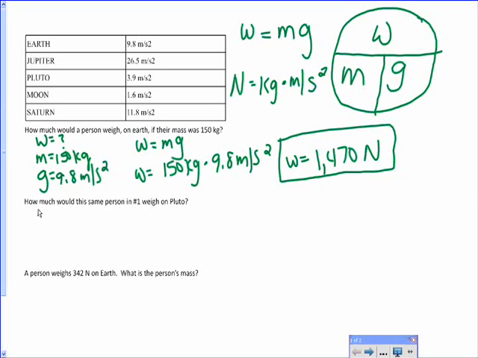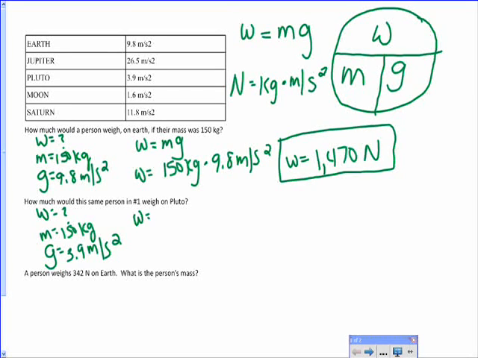All right, let's go ahead and look at this problem. We have W equals, m equals, g equals. And it's the same person as in number 1. They ask us how much would they weigh, so that's the question mark. It's 150 kilograms because it's the same mass, and Pluto's gravitational pull is 3.9 meters per second squared.